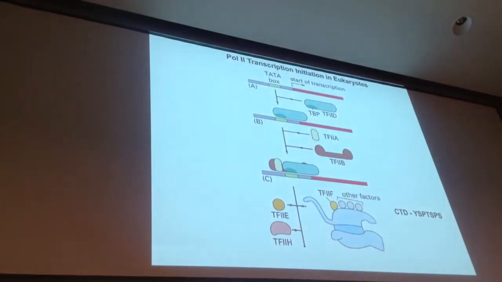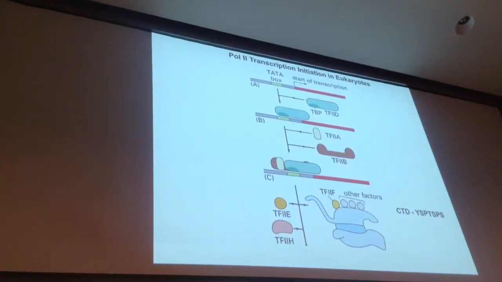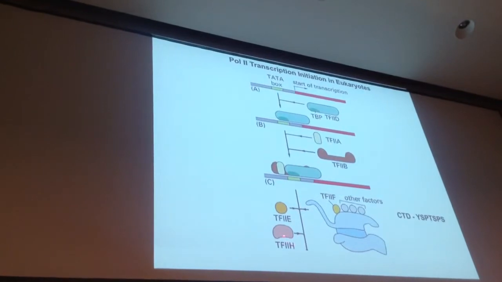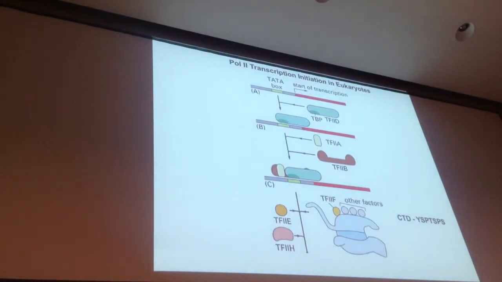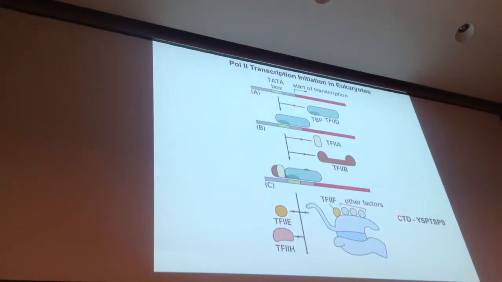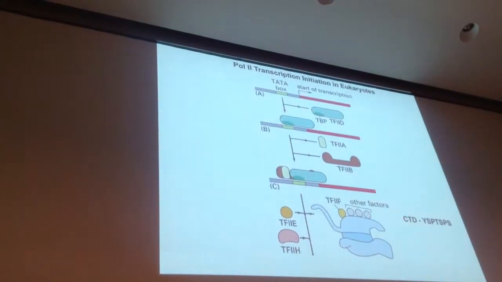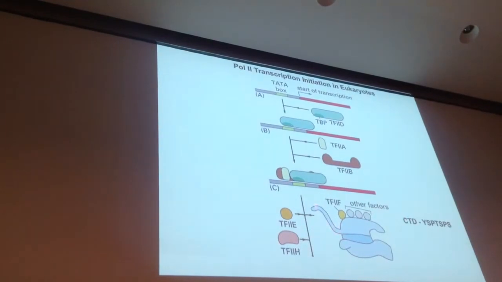TF2H has a helicase which, once this complex binds and forms that first transcription bubble, opens the DNA strand, so the helicase helps. But it also has a kinase activity. And the kinase is able to phosphorylate this region, this little thing here, which is called the CTD, the carboxy terminal domain of this polymerase.